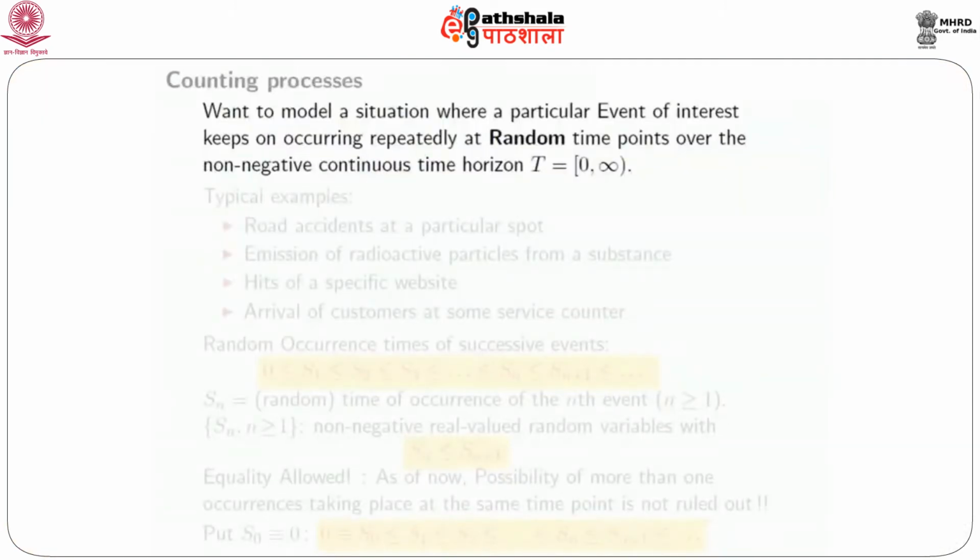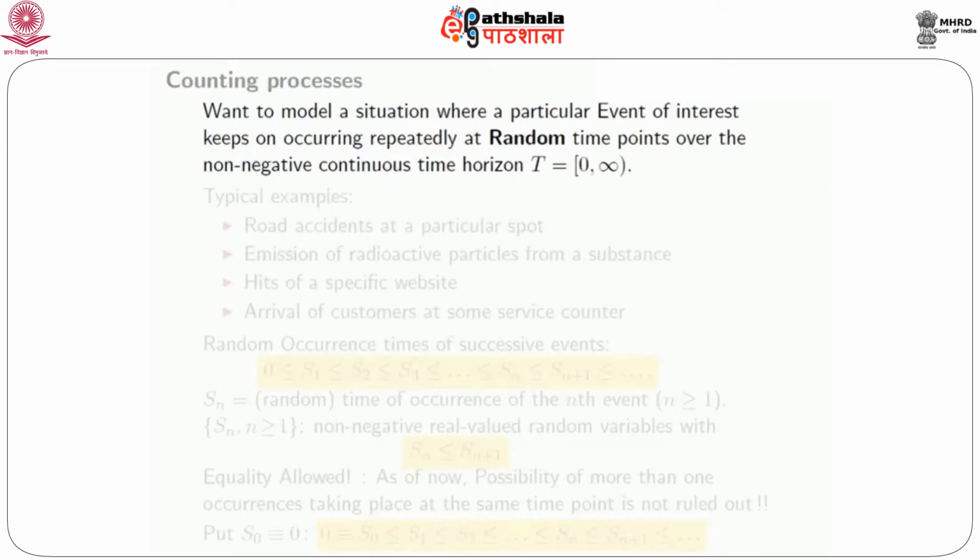So basically you want to model a situation where, let's say, a particular event of interest keeps on occurring repeatedly at random time points over the whole non-negative continuous time horizon. We call it capital T, which is basically 0 to infinity. So all possible non-negative times.